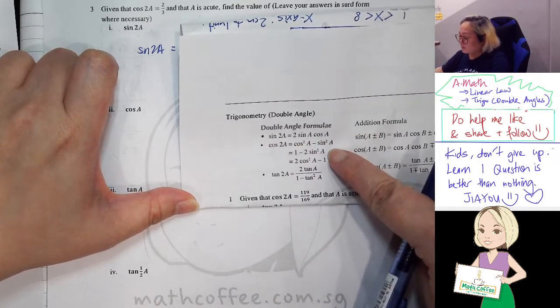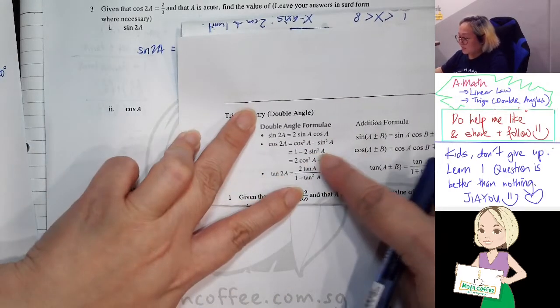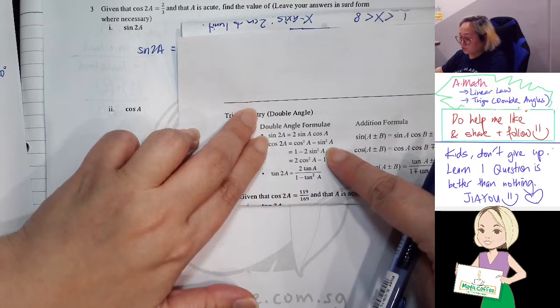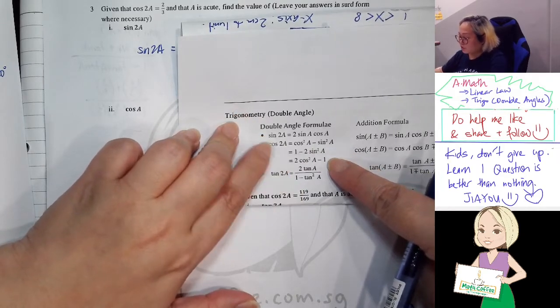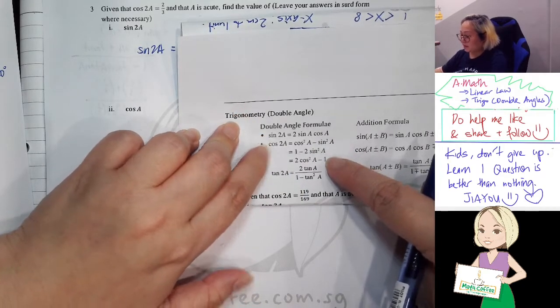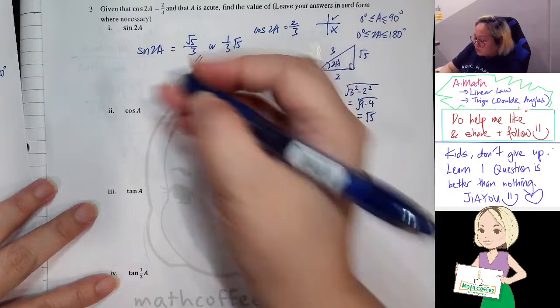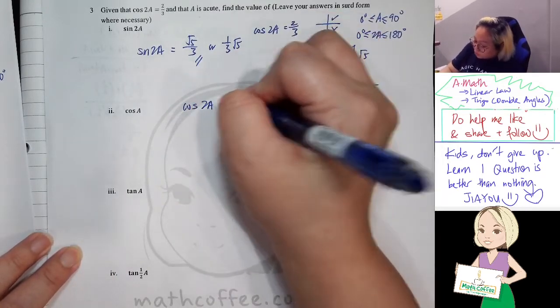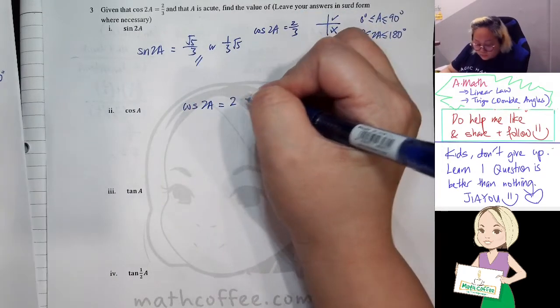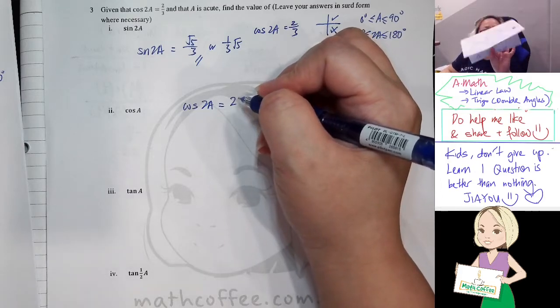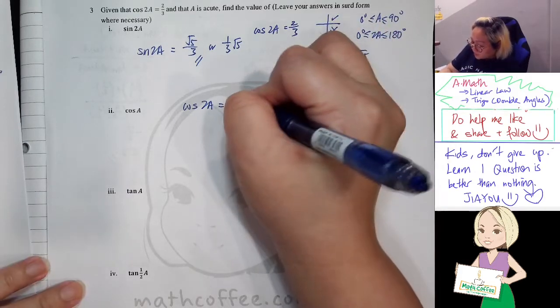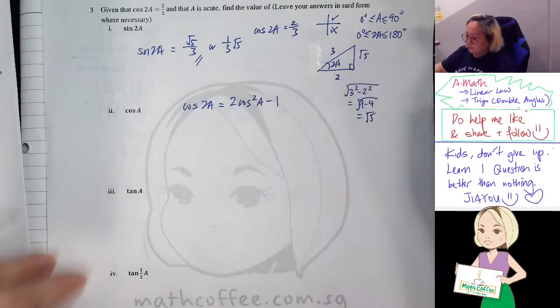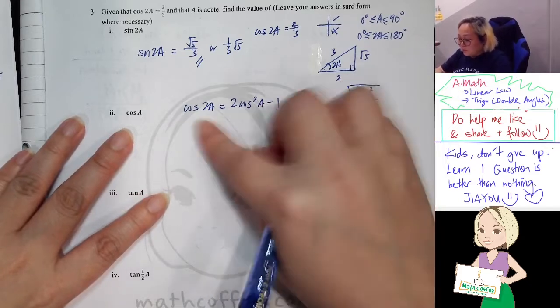Look at the second one. Unless I have sine A, if not, I cannot use it. So that means in this case, I can use my third one. So I'm going to write here: the third one, cosine 2A is equals to 2... sorry, the second one, second or third? The third one: 2 cosine square A minus 1. So this is from the formula.